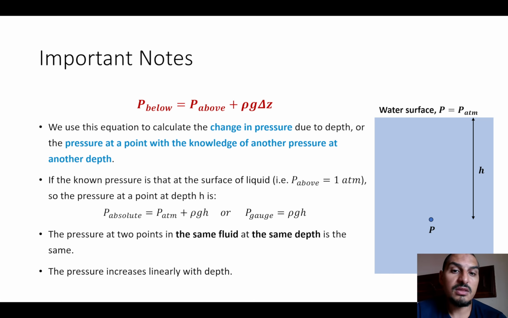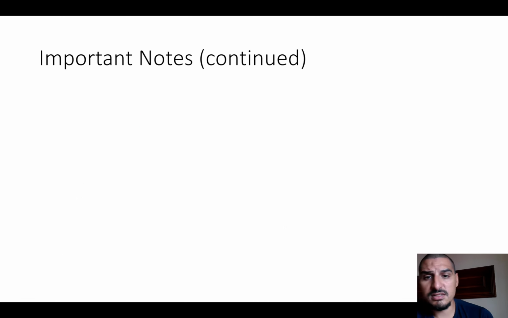Okay. The last thing is that the pressure increases linearly with the depth. So if it increases by 1 kilopascal with 10 centimeter, then it's going to be 2 kilopascal with 20 centimeter depth, and 3 kilopascal with 30 centimeter depth, and so on. So this is a linear increase.